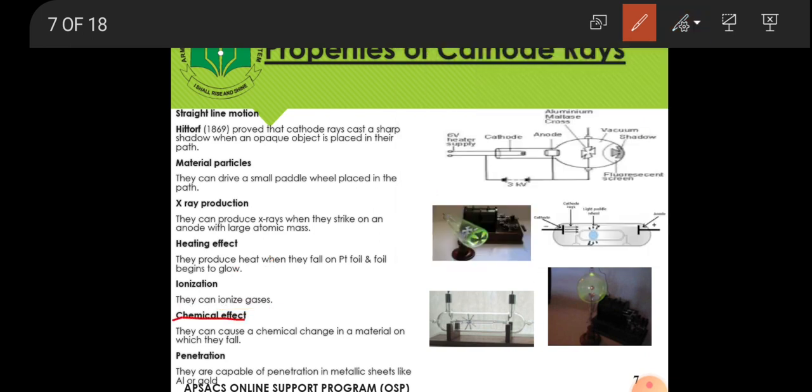Chemical effect. They can cause a chemical change, a chemical reaction, in any material on which they fall, because they can add electrons. They have a reducing nature. They can add electrons to any material on which they fall, and in this way a chemical change or reaction takes place. Penetration. They are capable of penetrating metallic sheets like aluminium or gold. They have good penetration power.